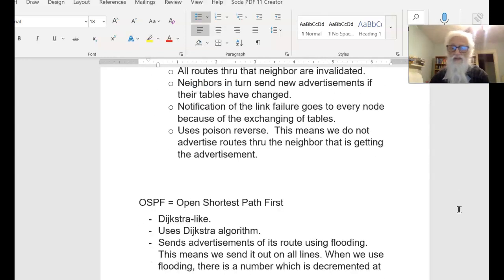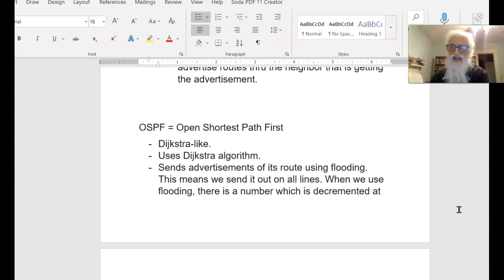The OSPF is Dijkstra. What it does is it sends advertisements of its route using flooding. Flooding means it sends it to every one of its neighbors. Now you've got to be careful on flooding. If I send it to a neighbor and that neighbor has a neighbor in common with me, then the common neighbor is going to get 2 copies of it. So the method used to tamp down the flooding, I think would be the way to put it, is to put a number in the message we send out. Every time a node receives it, it should subtract 1 from that number. If that number is 0, it means it should have received it already. Don't send it on. It's got to be a duplicate.